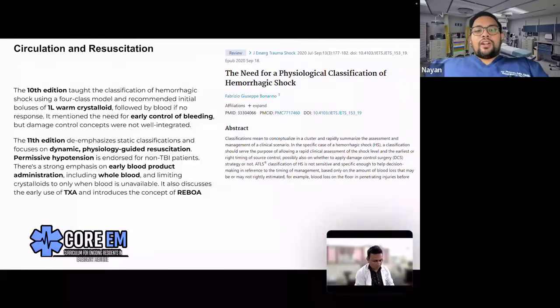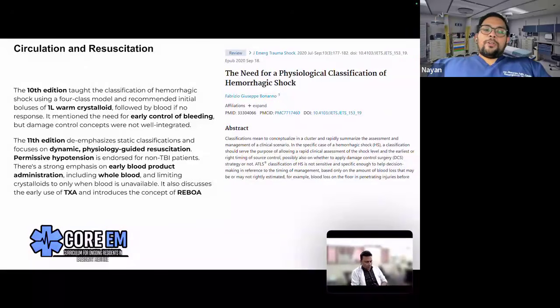Now coming to the next chapter, circulation and resuscitation. The 10th edition taught about the classification of hemorrhagic shock as a 4-class model and recommended an initial bolus of 1 liter of warm crystalloid fluids, 500 ml to 1 liter. Before this 10th edition, there was 1 liter to 2 liters. So they have come down from that to 1 liter. Now they have totally removed this 1 liter, or anything of an initial bolus, in patients with unstable hemodynamics. So here it has mentioned early control of bleeding instead.